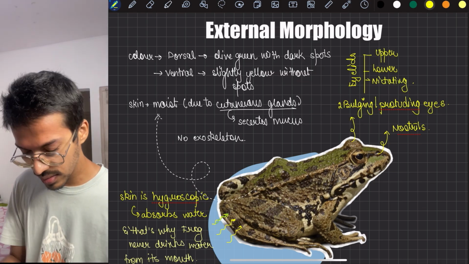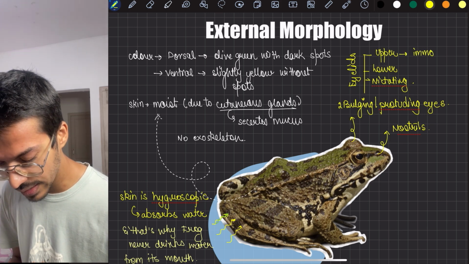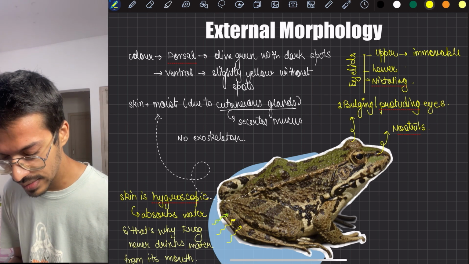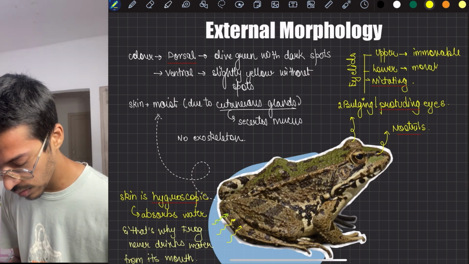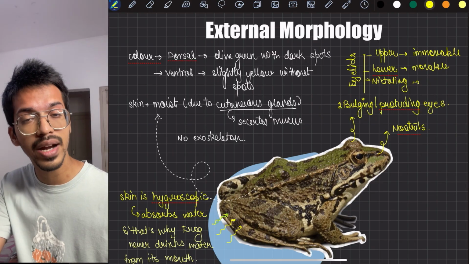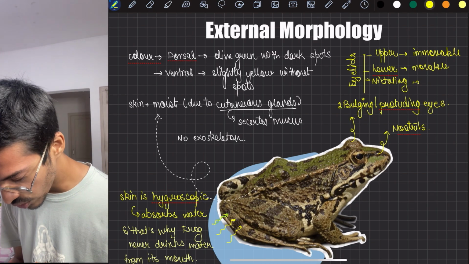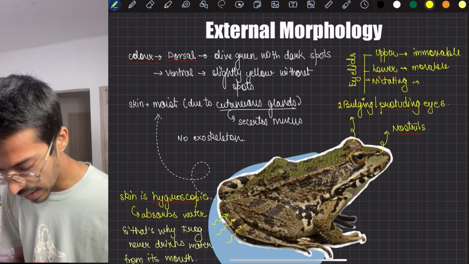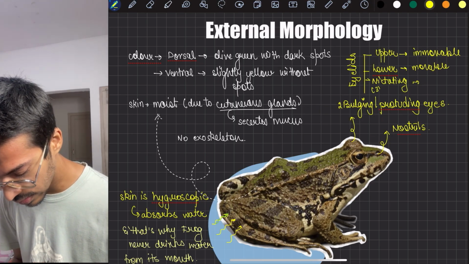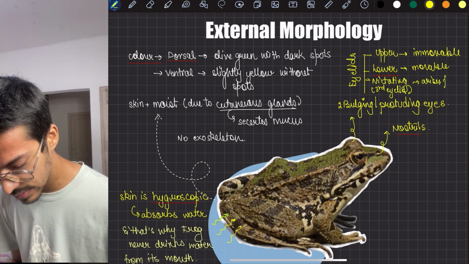In this, the upper eyelid is immovable. They are not able to move it. The lower eyelid is movable, and it helps in covering the eye so it is able to see when they are in the water. The nictitating membrane is called the 3rd eyelid, and it arises from the lower eyelid.